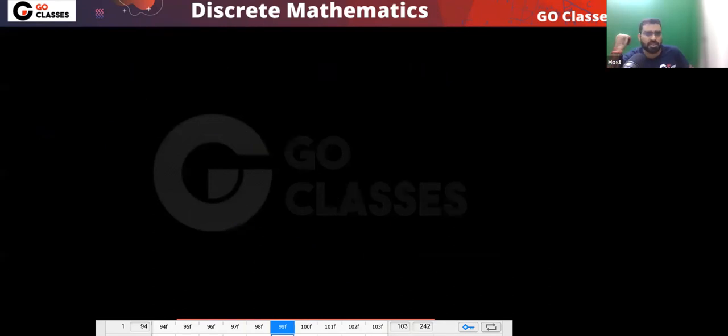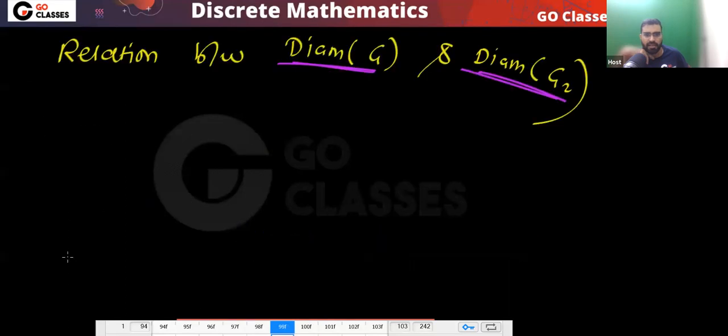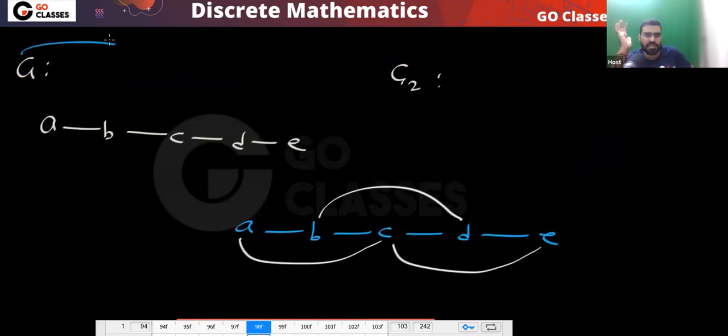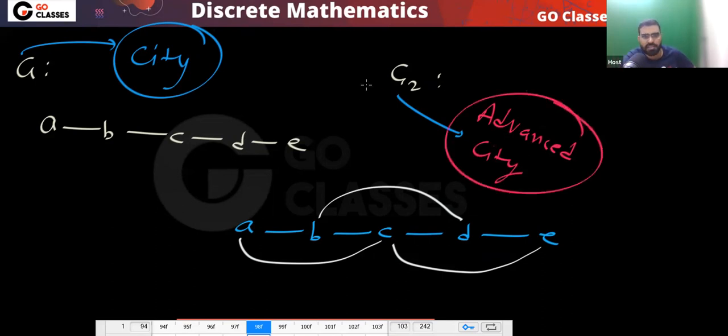Now the final thing. What is diameter? Now let's see the relation between the diameter of G and the diameter of G2. What is the relation? Yogi, tell me. In G, you are adding some more edges and then you are getting G2. Which graph has better connectivity? Just think in terms of a city. Let's assume G is a city and you are putting some extra roads. In G2, you have more roads, right? This G2 is, I can say, an advanced city. G2 is more flexible, very good.